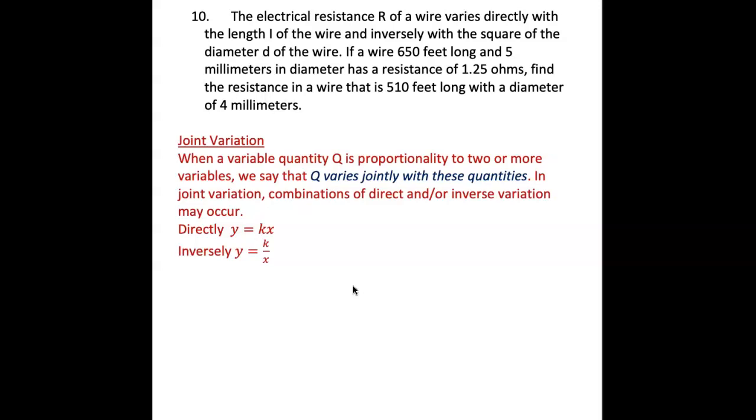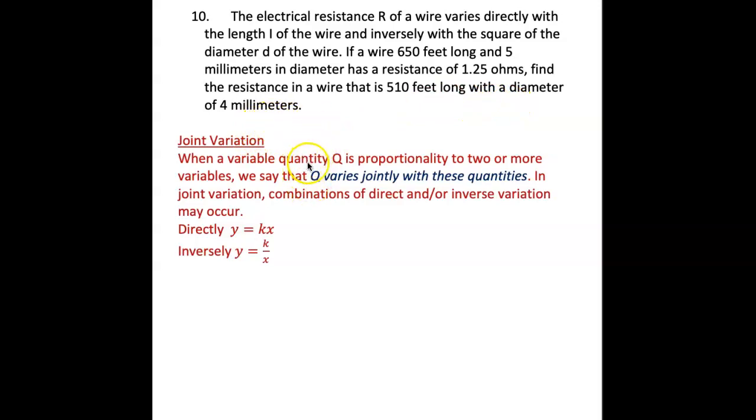Okay. So let's just go ahead and read it. The electrical resistance R of a wire varies directly with the length l of a wire, and inversely with the square of the diameter d of the wire. If a wire 650 feet long and 5 millimeters in diameter has a resistance of 1.25 ohms, find the resistance in a wire that is 510 feet long with a diameter of 4 millimeters.